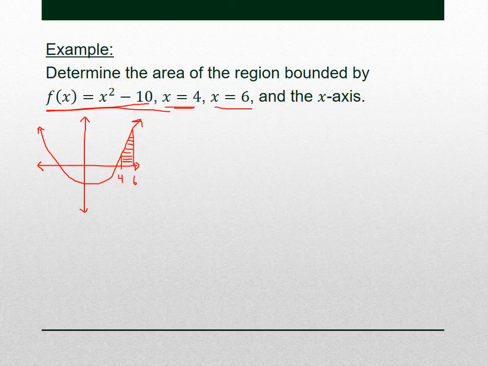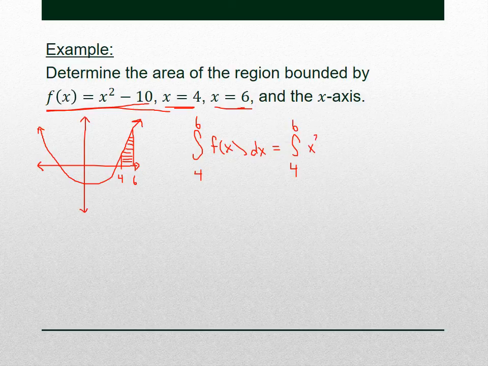Right, so anytime we're asked to find the area of the region bounded by the function, two x values, in this case 4 and 6, and the x-axis, we have to look at the graph and check and see if the graph is entirely above or entirely below the x-axis to see if we need to take a positive or negative integral. In this case, since it's completely above, that area is going to be given by the definite integral from 4 to 6 of f of x. And we don't need to make it negative because it's completely above the x-axis.